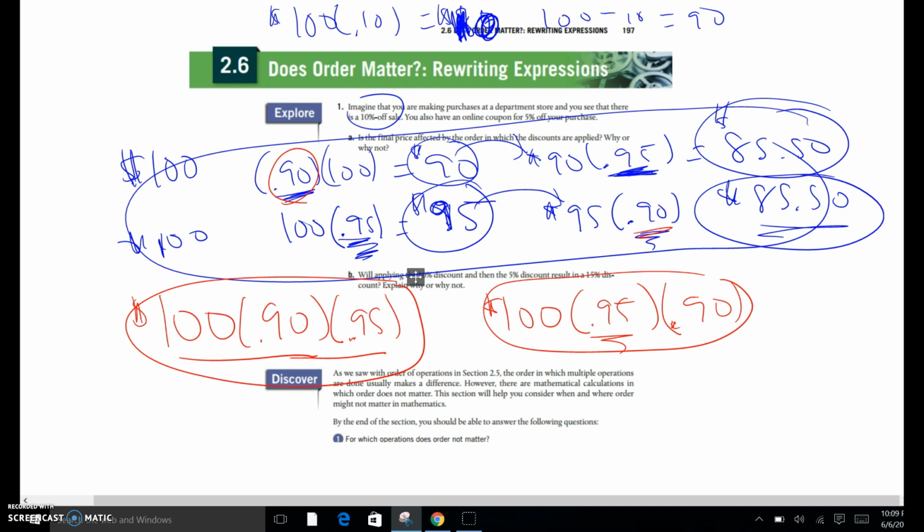So if you're thinking, well, I have to go left to right, you can move things if you have all addition or all multiplication so that you can maybe do things a little bit easier. So why don't you go ahead and turn to the next page and we'll pick up there.